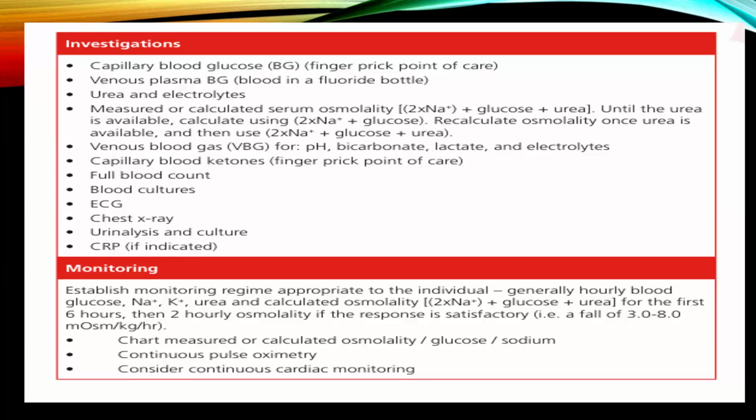Then regarding monitoring, establish a monitoring regimen appropriate to the individual. Generally, hourly blood glucose, sodium, potassium, urea, and calculated osmolarity for the first 6 hours, then 2 hourly osmolarity if the response is satisfactory. Chart measured or calculated osmolarity, glucose and sodium, continuous pulse oximetry, and continuous cardiac monitoring.